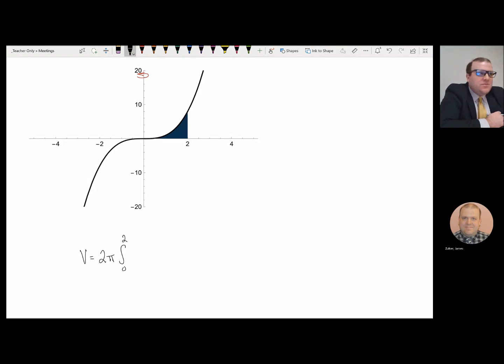Radius. It depends on where you are in the region, though. It's just x, isn't it? Right, because x can go from 0 to 2. The radius goes from 0 to 2, so it's just x. For the most part, it's going to be x.